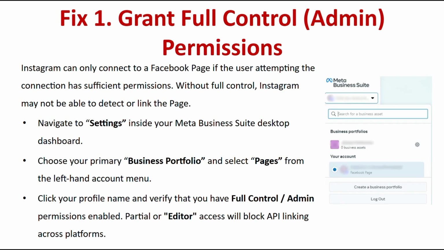Fix 1. Grant full control admin permissions. Navigate to the settings inside your Meta Business Suite desktop dashboard. Then choose your primary business portfolio and select Pages from the left-hand Account menu. Now click your profile name and verify that you have full control/admin permission enabled. Partial or editor access will block API linking across platforms.